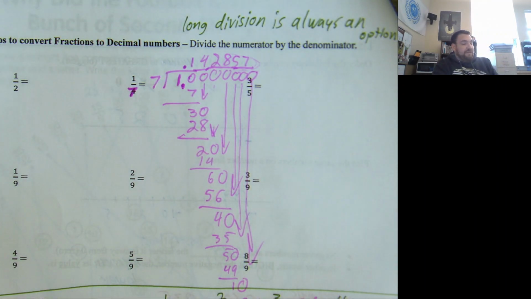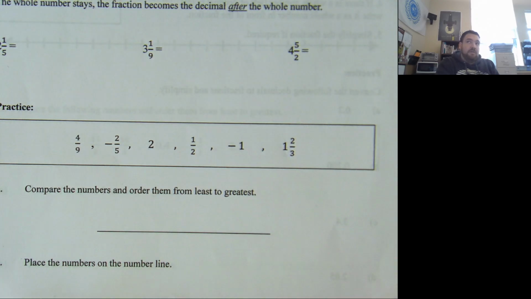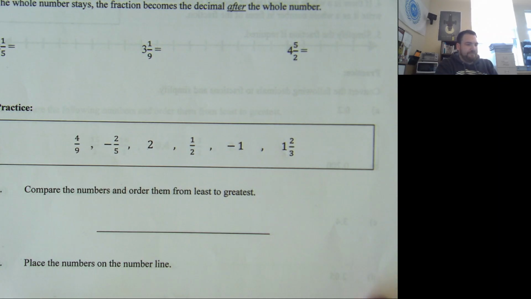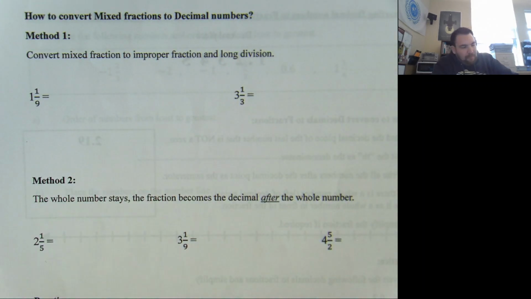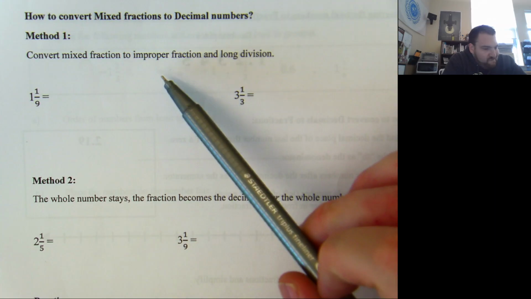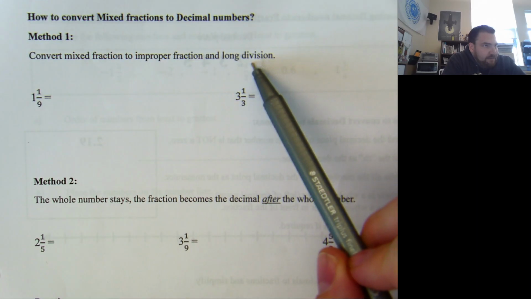The reason we want to be able to convert from fractions to decimals is because we want to be able to compare numbers that aren't necessarily cleanly aligned, I'll say. Before we do that, how do I go from mixed fractions to decimals? This one's easier. This one will be quicker than what we just did. Going from a mixed fraction to a decimal, there's 2 ways to do it. You can convert it to an improper fraction and long divide.